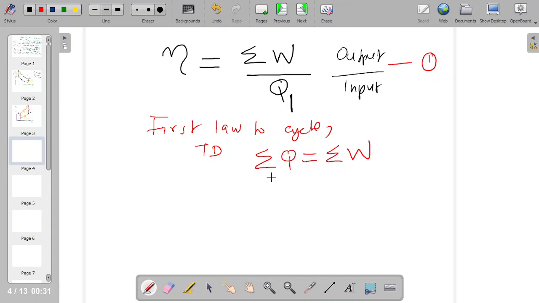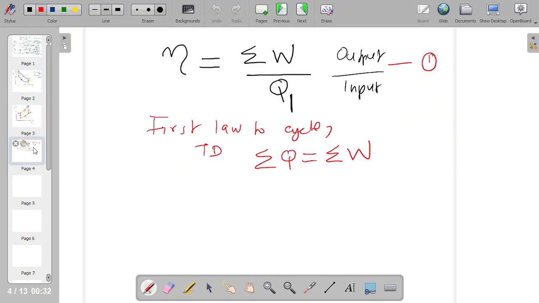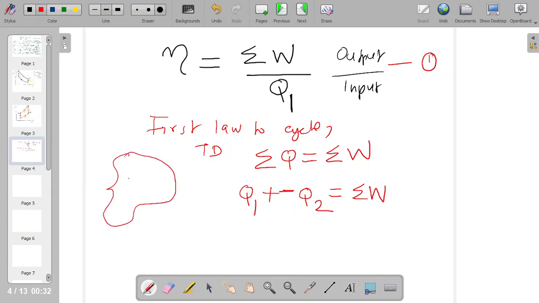So what is the net heat transfer in this cycle? Here we have only 2 heats, Q1 and Q2. You can see only heat addition Q1 and heat rejection Q2. So the net heat will be Q1 plus minus Q2, because in thermodynamics there is a sign convention used, that is, in a system the heat entering is taken as positive and heat rejection is taken as negative.